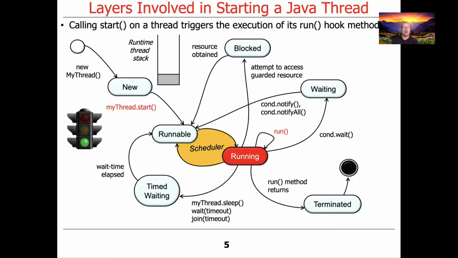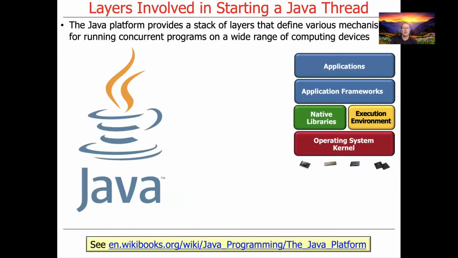So the first thing to note is when we call start on a thread, that will create the runtime stack and other resources that the thread needs, such as registers and thread-specific storage and so on. And then at some point, once the scheduler selected that thread to run, it'll start to run, and its run hook method will get called back.